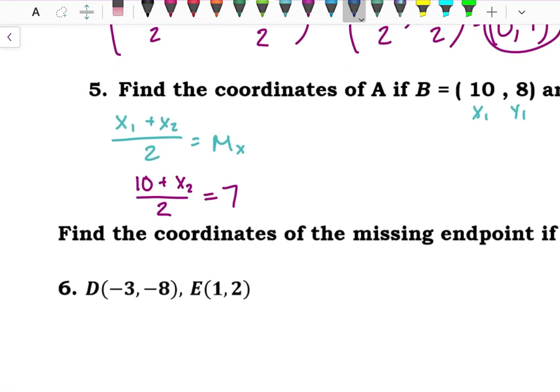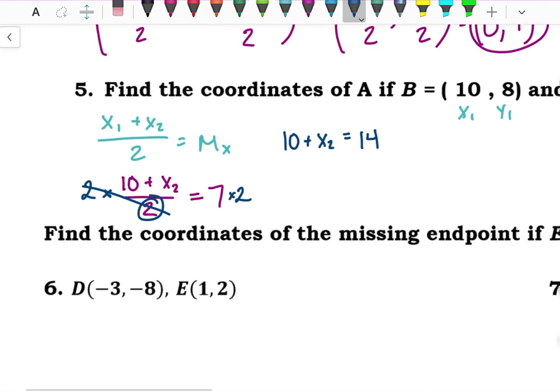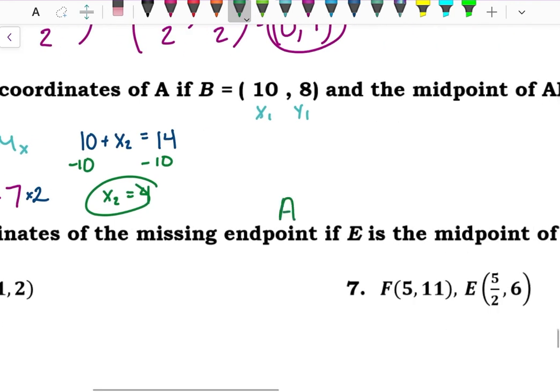Now we just simplify. I need to get rid of this 2 at the bottom, and since that's being divided, the opposite of division is multiplication. So if I multiply by 2 on both sides, that'll counteract that division. So I'll have 10 plus x2 equals 7 times 2, which is 14. I had to do it to both sides. Remember, you got to do it to both sides. Okay, now we just solve for x2. Subtract that 10, and I got x2 is equal to 4. So for point A, we know that x is 4. We need to find y.